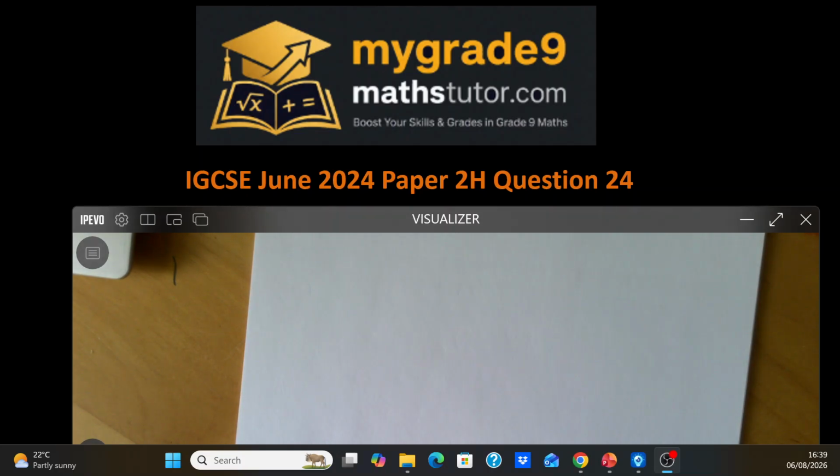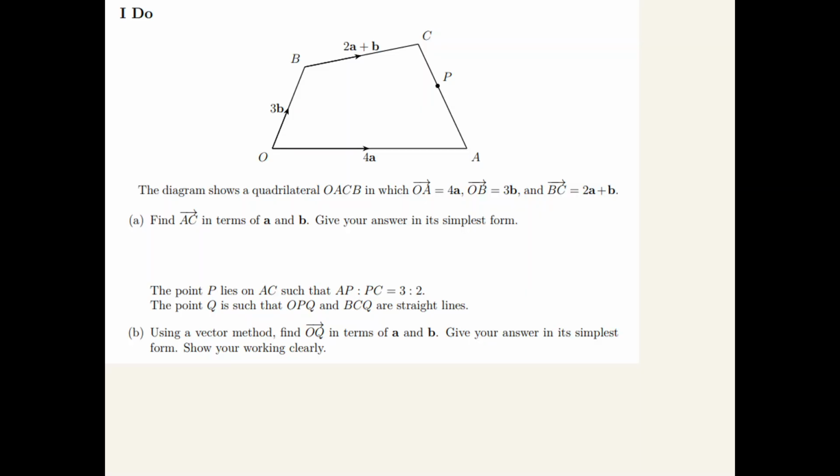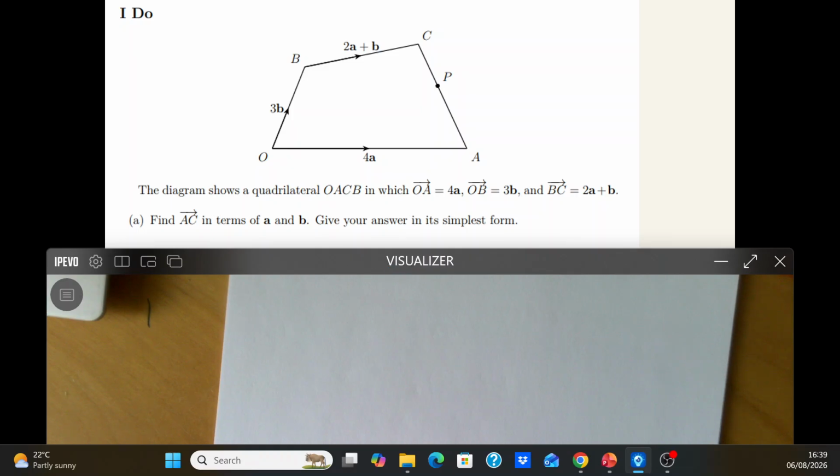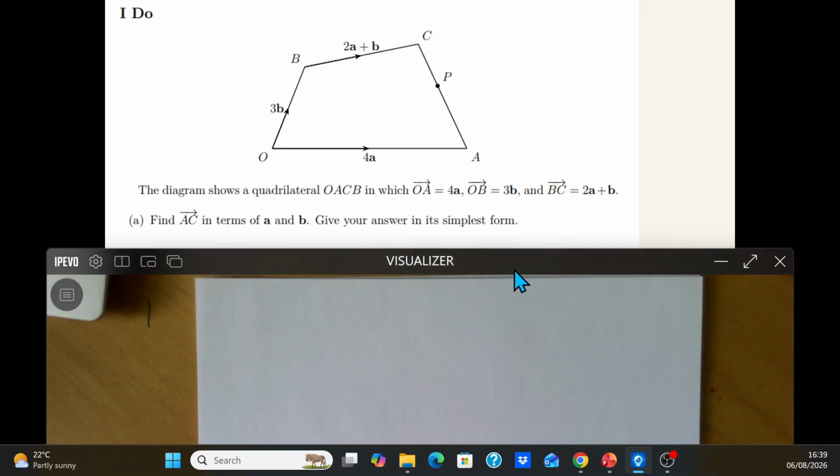Walk through the IGCSE June 24, paper 2H question 24, which is the vectors question. Right, here's the question. Apologies, working through this and keeping the picture in front of you is quite hard, so I suggest you either print it or work it through, because I'm going to jump out of it while I talk you through it. But I will try and flick back at the key points.